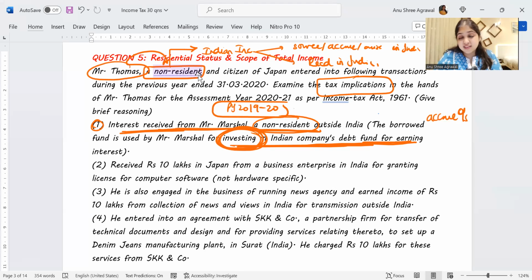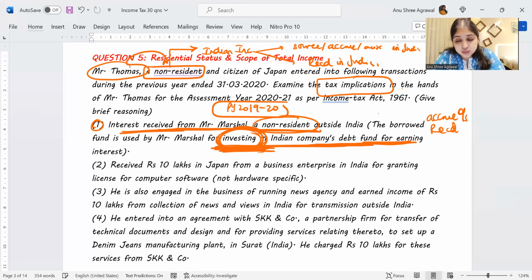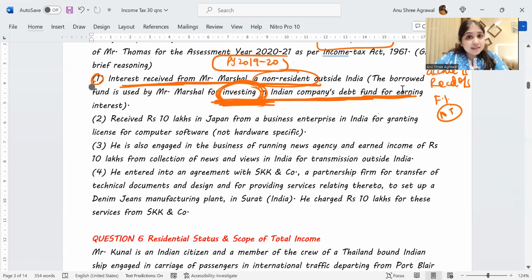Tell me, is the non-resident using the loan for business or profession in India? No, he is using the loan for investing in India, not for business or profession in India, which means the exception over here is not applicable. Therefore, the accruing outside India rule only will apply. And also, it is received outside India. So it becomes a foreign income. Therefore, not taxable. Story clear? Tell me, did you understand this, everybody?